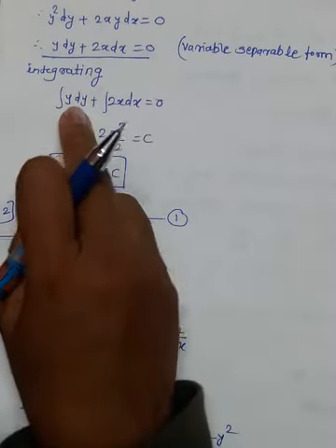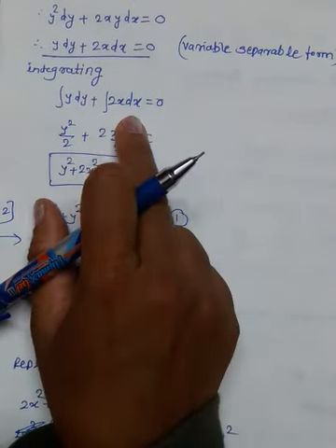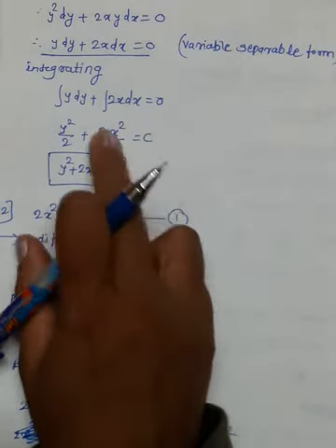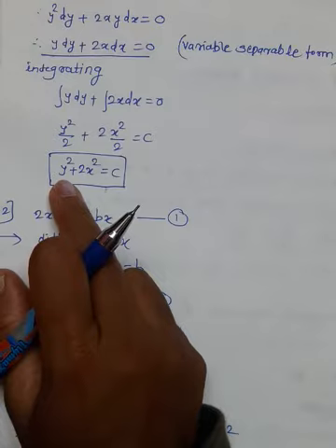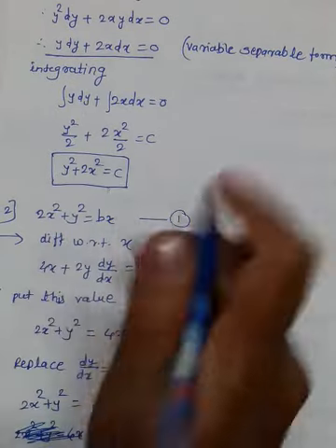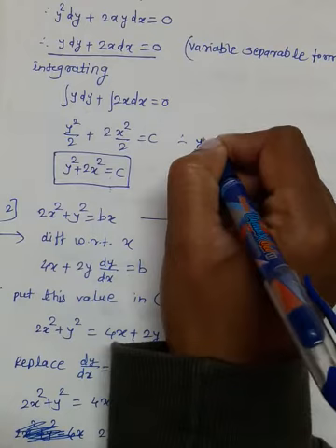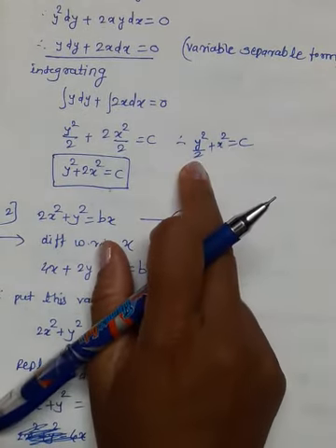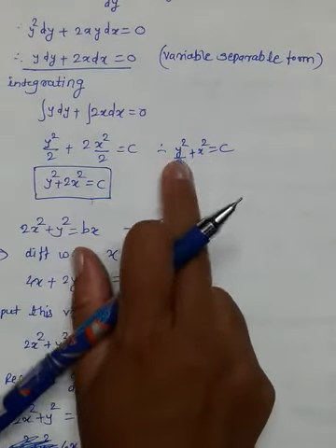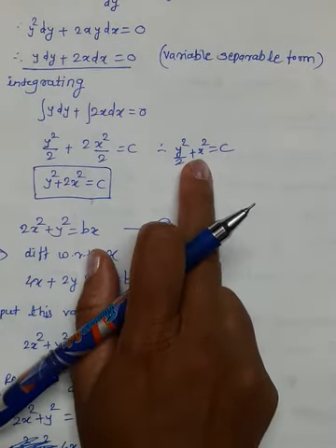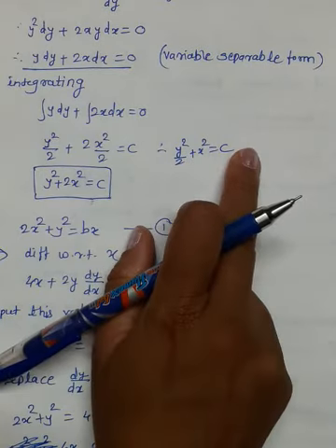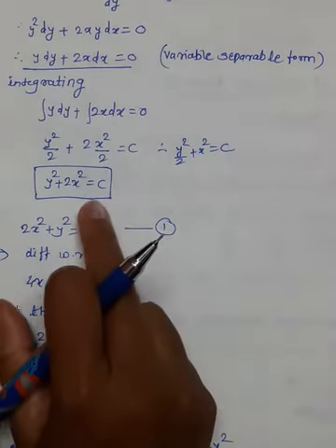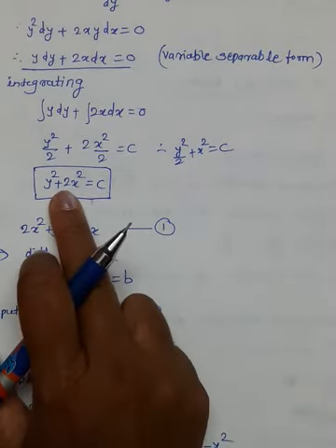We get integration of y dy plus integration of 2x dx. The integration of y is y square by 2, plus 2 as it is, and the integration of x is x square by 2. The 2 gets cancelled, we get y square by 2 plus x square is equal to c. Now multiply by 2 to make it simple, it becomes y square plus 2x square is equal to 2c. That 2 comes to this side, multiplied by c. 2 into a constant is a constant again, so keep it as it is. Okay, this is the solution.